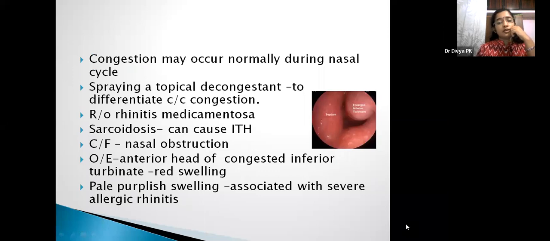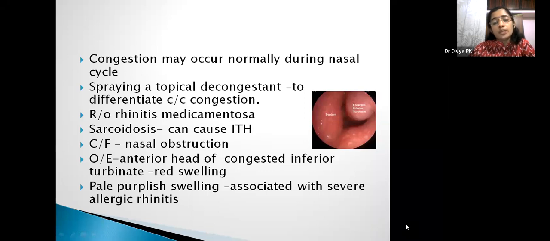Congestion of the turbinate can occur normally during the nasal cycle. To differentiate it from a polyp, we can use a topical decongestant like xylometazoline drops. If it is decongested, it usually indicates a turbinate. If it is chronically congested, as in chronic rhinosinusitis, it has to be removed if it is causing severe obstruction.